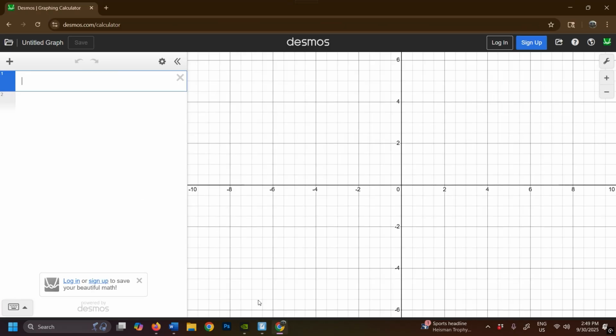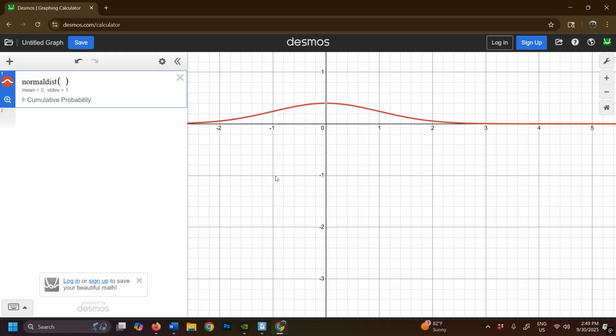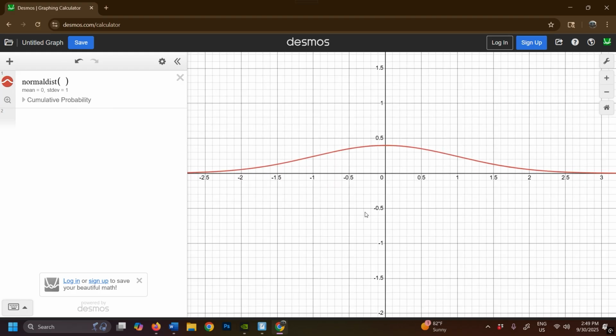and we will type in normal dist, normal distribution. Now, if I put a parenthesis here, you'll notice that it puts underneath here a mean of 0 and a standard deviation of 1. So its default setting is to use that standard normal curve. Now, we can zoom in here a little bit, and you can see that I have a nice normal curve.